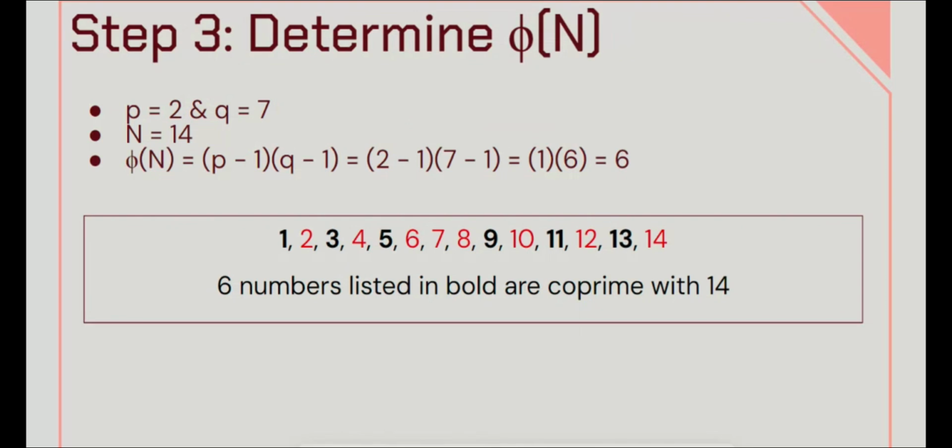And at the bottom, we have a little visual representation of how that's determined. 14 is an even number. So we can eliminate all even numbers before it, and that leaves us with just 1, 3, 5, 7, 9, 11, 13. But 7 is also a factor of 14, so we can get rid of that. And that leaves us with 6 numbers written in bold, which are 1, 3, 5, 9, 11, 13.